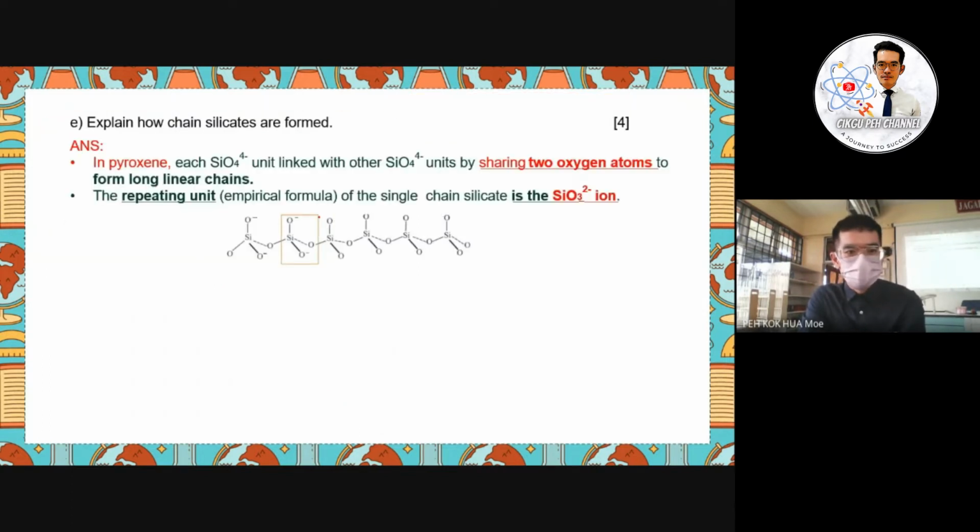Okay, so firstly, you have to give the first type of the chain silicate formed. So the first will be the pyroxene. So each SiO4 4- unit links with the other units by sharing 2 oxygen atoms to form a long linear chain. So this is the way how single chain silicate is formed. And the repeating unit will be the SiO3 2- ion.